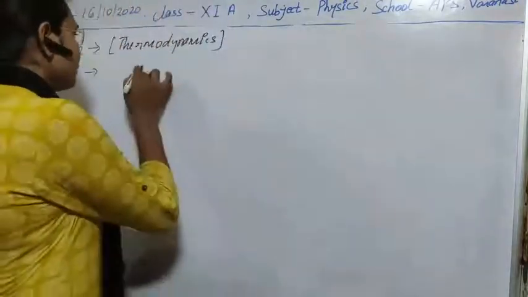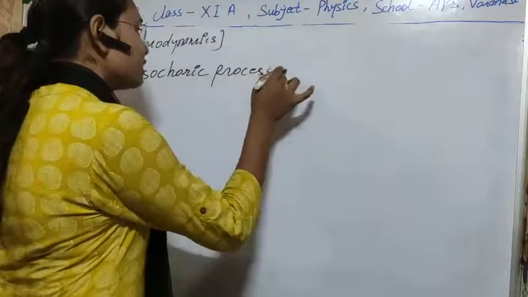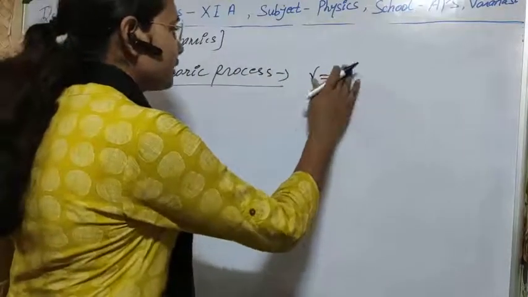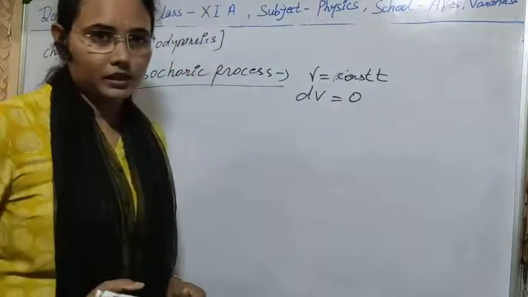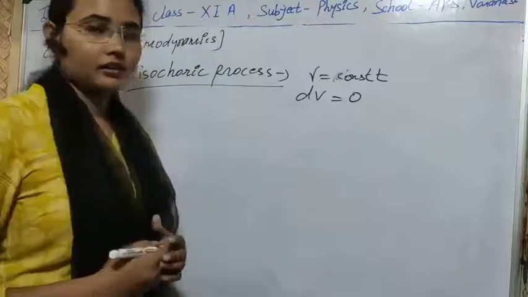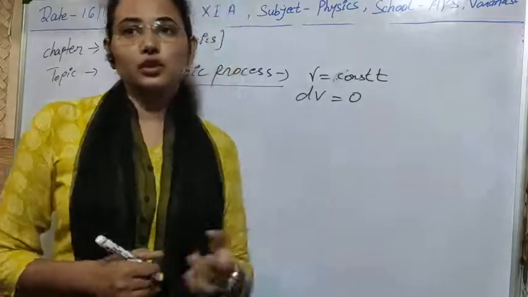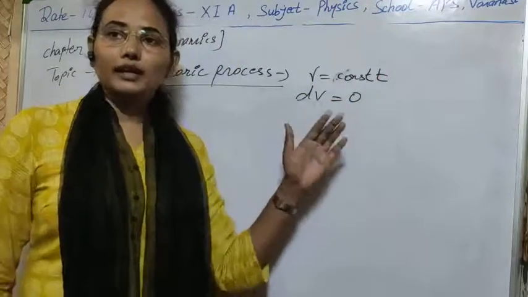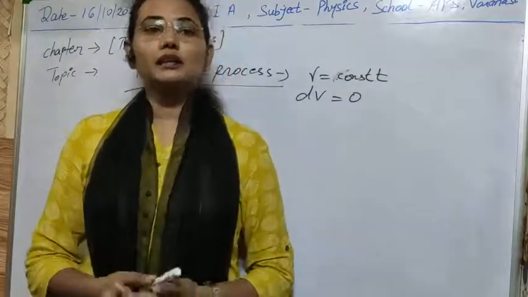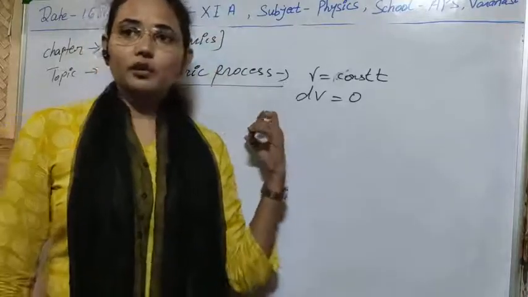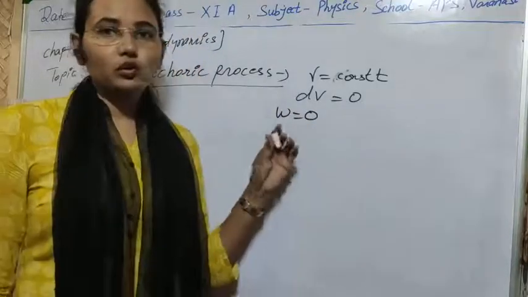So what is an isochoric process? In this process we keep the volume of the gas constant. Volume of the gas constant means the change in volume will be 0. Clear? So if we keep its volume constant, there is no work done on the gas or by the gas, because if there were work done on or by the gas, a change in volume would occur. So in the isochoric process, work done on the system or by the system is equal to 0.